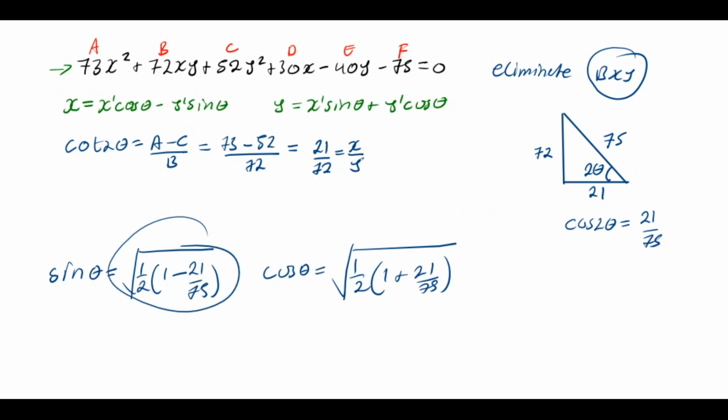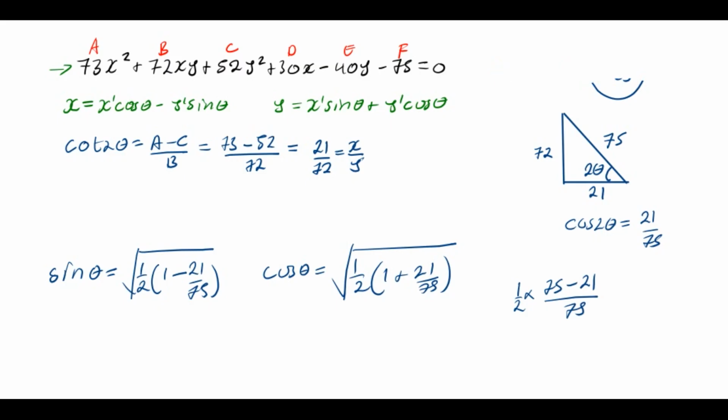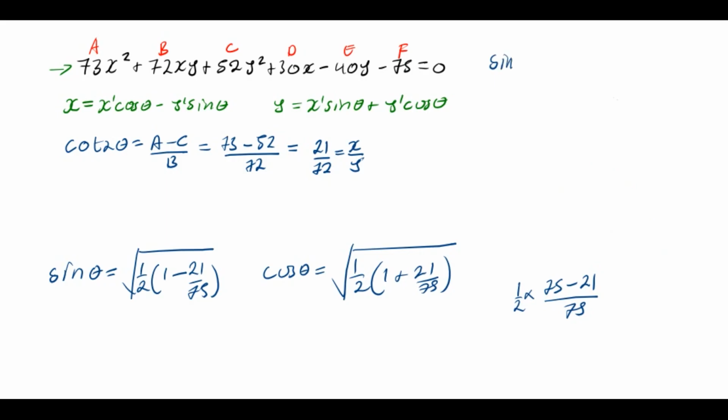For this one here, you can actually work it out. Under the root, you have 1 over 2 multiplied by 75 minus 21 divided by 75. So 75 minus 21 gives 54, divided by 2 gives 27. So it simply means sine theta is equal to the square root of 27 divided by the square root of 75, like that.